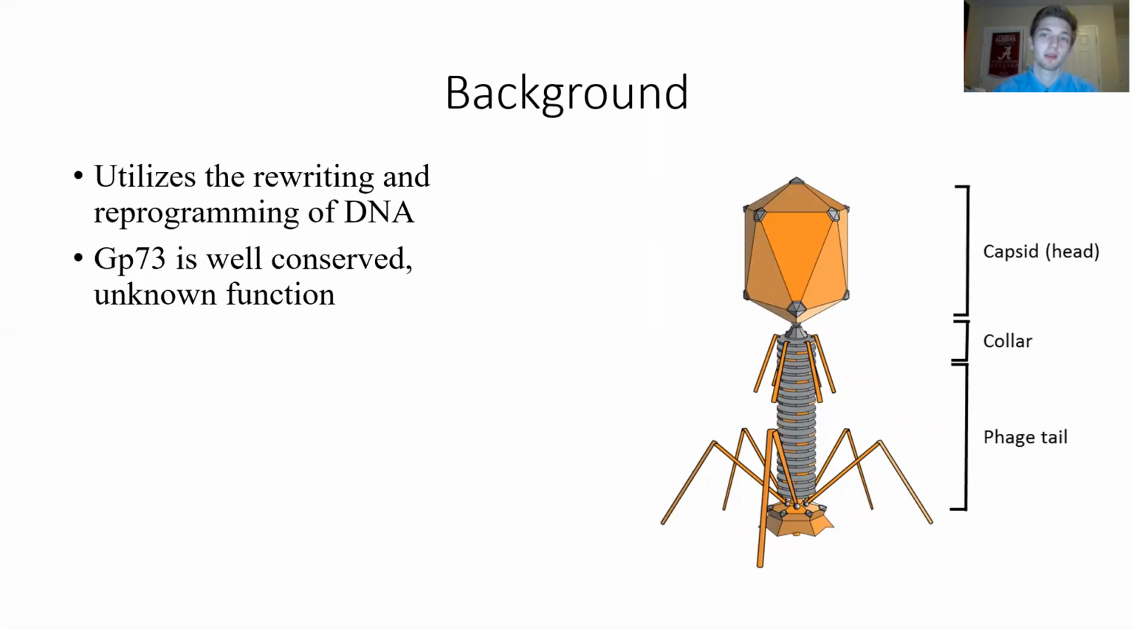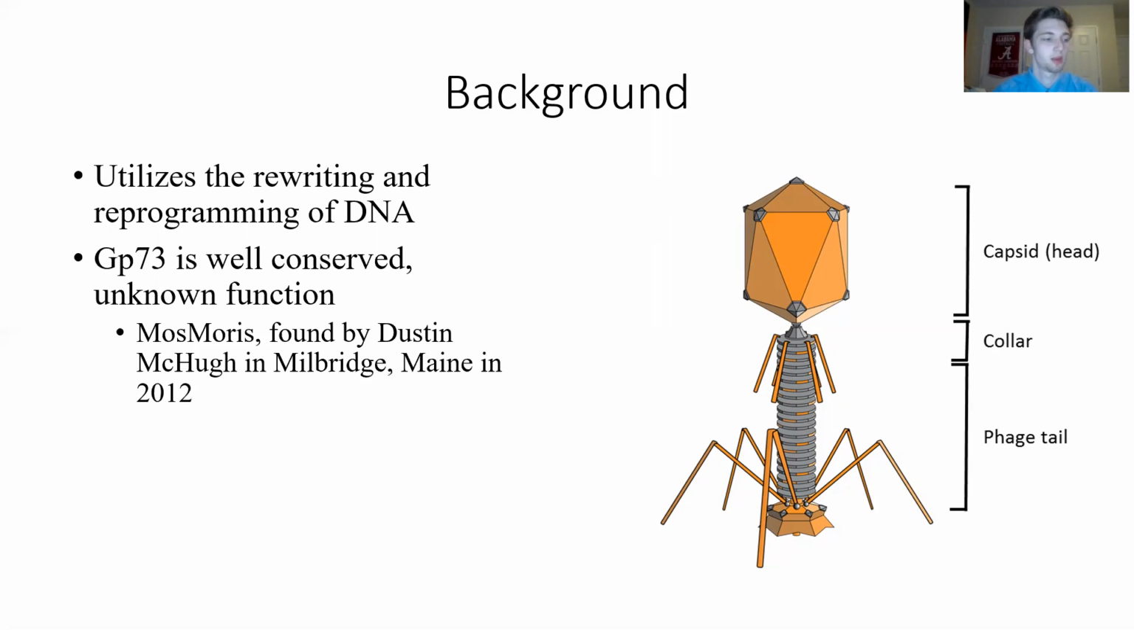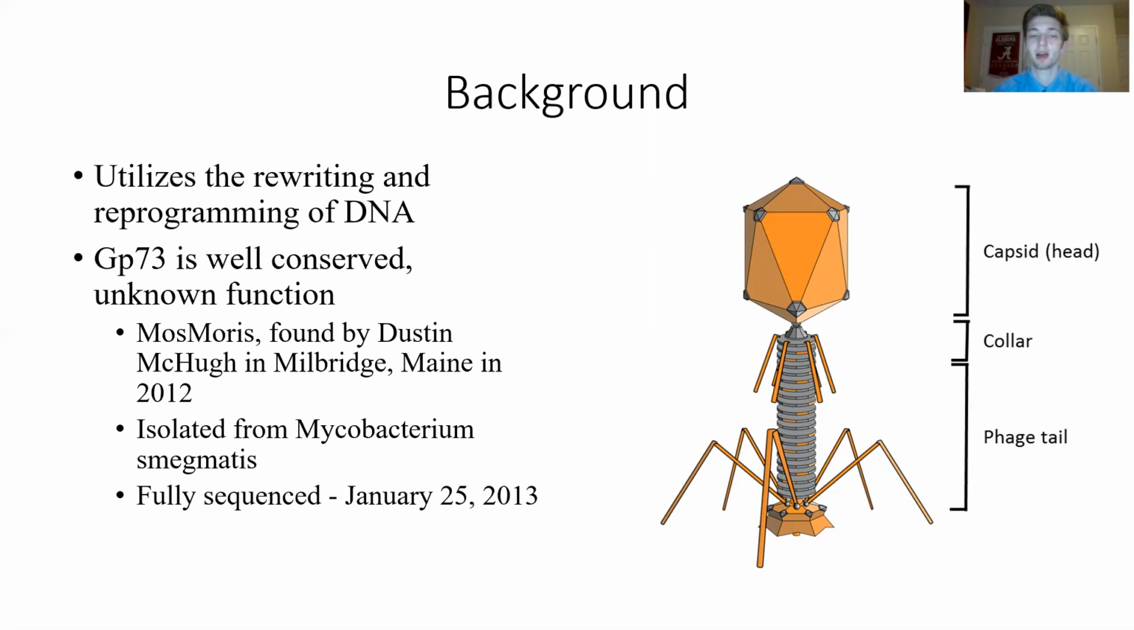As I mentioned, gp73, while well conserved, has a completely unknown function. The MosMoris, the bacteriophage that I used, is relatively recent. It was found by Dustin McHugh and Milbridge Maid in 2012, isolated from the bacterium Mycobacterium smegmatis, and was only really fully sequenced on January 25th, 2013.